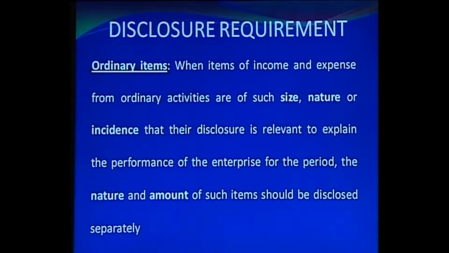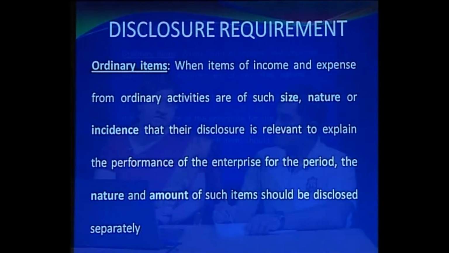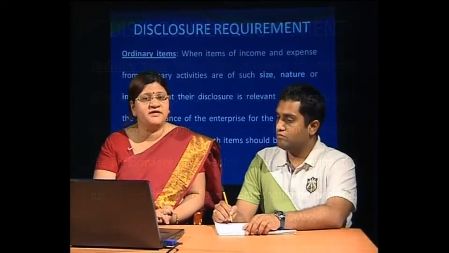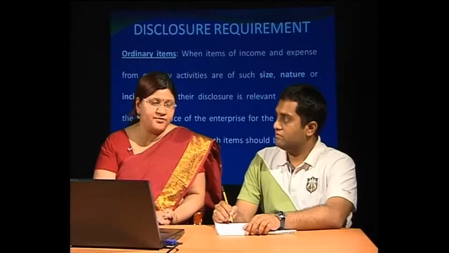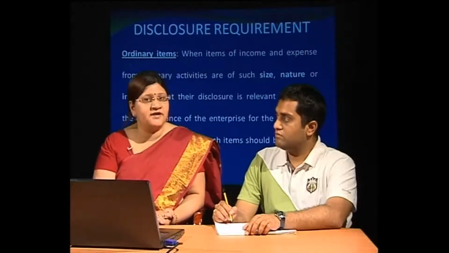Next one is ordinary items. Ordinary items, as we have already discussed, are the items or activities necessary for an undertaking so that it can carry on its business. So, what are the disclosure requirements of such ordinary items? When items of income and expense from ordinary activities are of such size, nature and incidence that their disclosure is relevant to explain the performance of the enterprise for the period, the nature and amount of such items should be disclosed separately. For example, there is certain expenditure which is very crucial, or the amount is such that it needs to be disclosed separately. We have to disclose that item under a distinct heading.